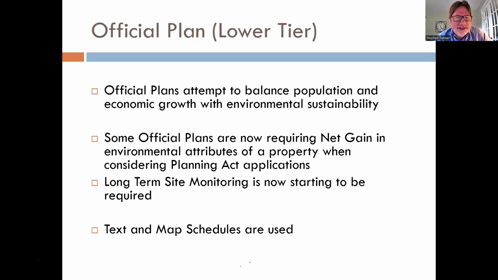So some official plans, as I noted, are requiring net gain in environmental attributes of a property when considering a Planning Act application. So if, for example, a property does not have much in the way of a shoreline vegetative buffer, then a policy regarding net gain would suggest that when you go through an application, you should be trying to improve that attribute. Long-term site monitoring is also now starting to be required, very briefly, in official plans.